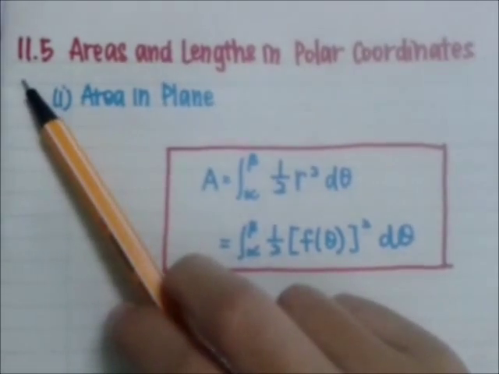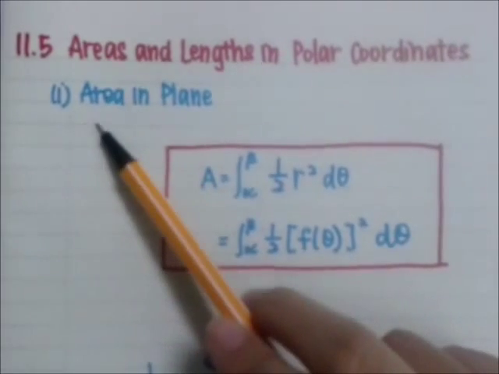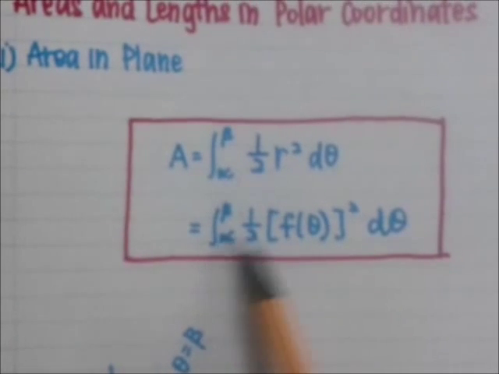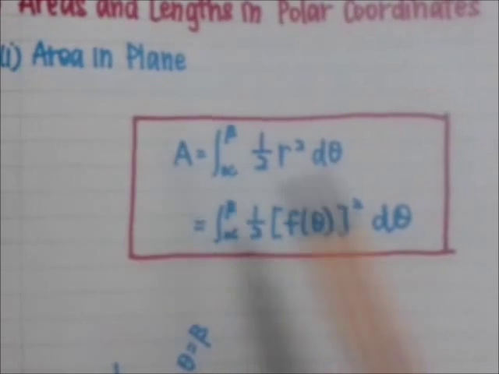In chapter 11.5, we'll be discussing the areas and lengths in polar coordinates. So first we'll look at the area. We are given the formula for the area as the integration of half of the function squared, where the limit is from alpha to beta.